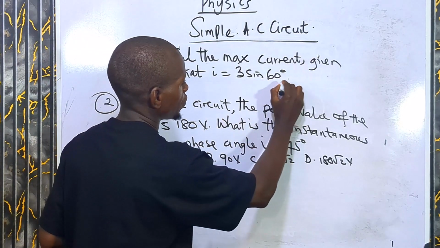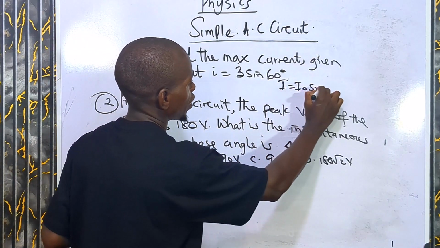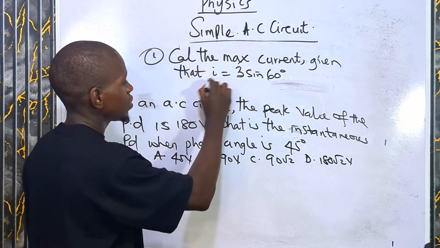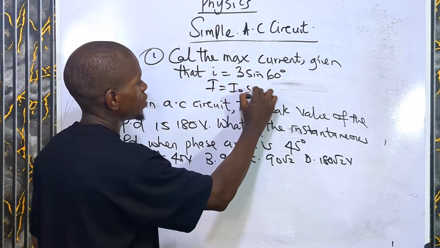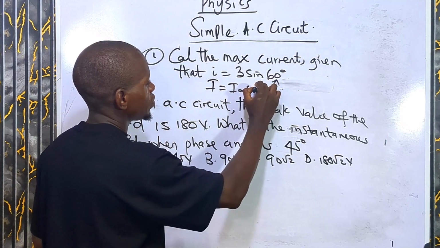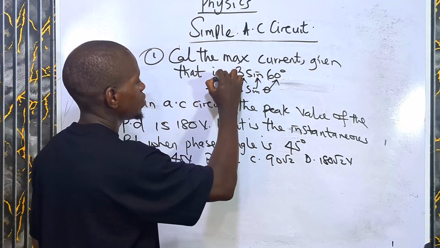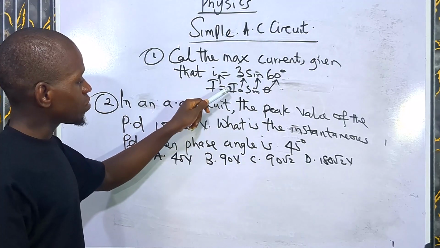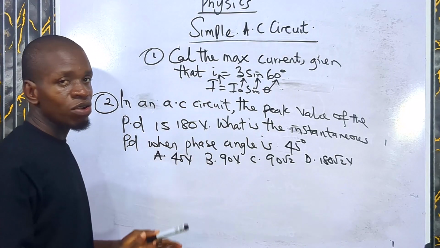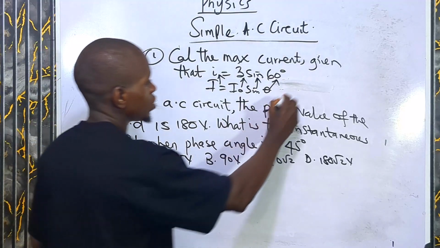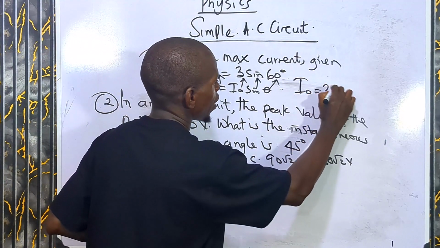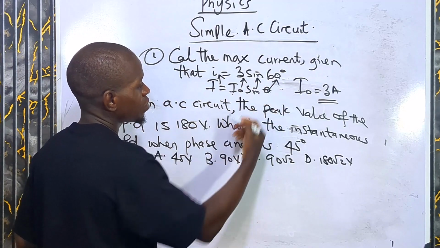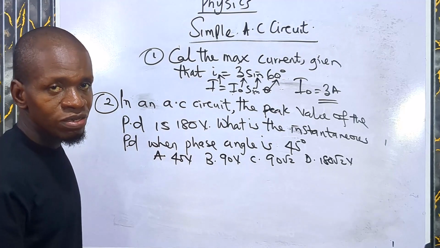So I gave you the formula as I equals I naught sine theta. It simply means that if I compare this, I naught sine theta, this will be to this, this to this, and this to this. So what is going to be my I naught, my peak current? It is going to be 3 ampere. That's all, because I have it here. Sine theta, my phase angle is already 60 degrees. And that is for that question.